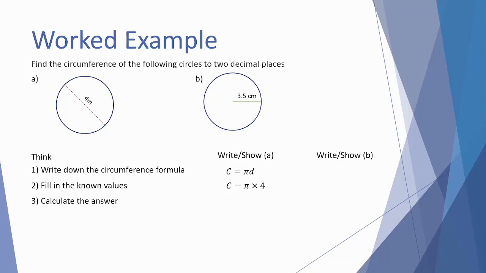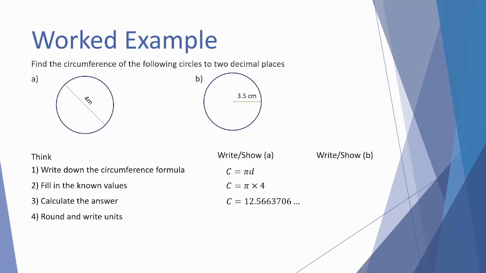Now I can calculate the answer, and I will just type that into my calculator. I'll find the pi button, I'll multiply it by 4, and I get something that looks like this. It does go on forever. I'll write down quite a few decimal places so that I know that I'm going to be accurate when I'm rounding. And then the final part is to round the answer and then write down the units.